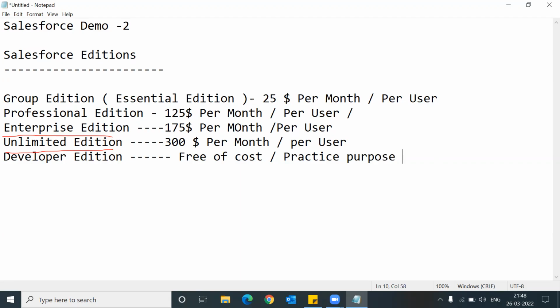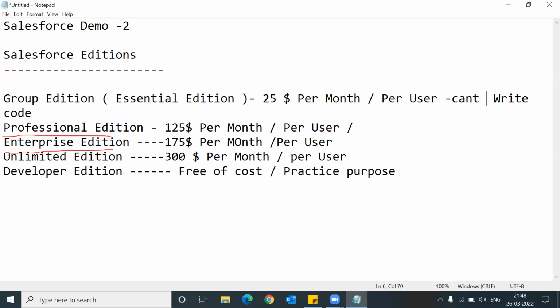In short, in this edition you cannot write code. We don't have the coding feature enabled. You cannot write Apex classes, you cannot write Visualforce pages, and you cannot write other coding things like Lightning. Same thing in this edition: you cannot write code. Here also you cannot write code. Same.